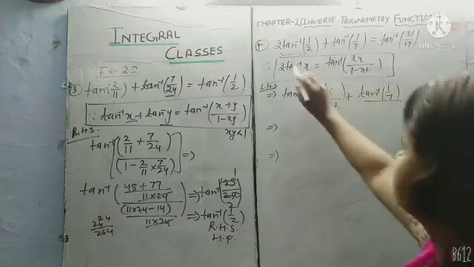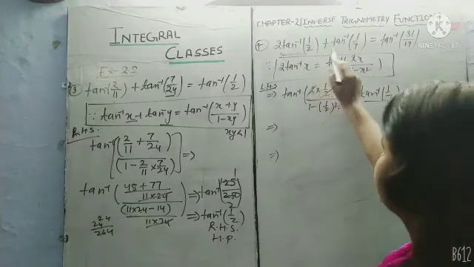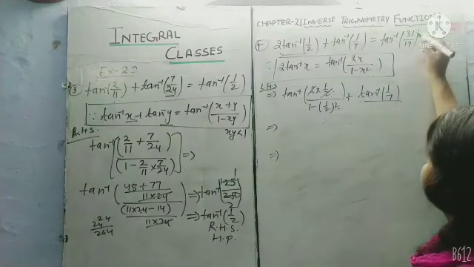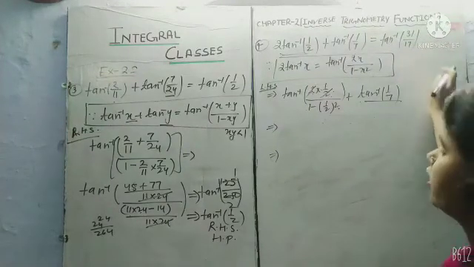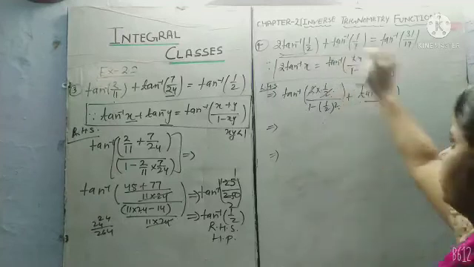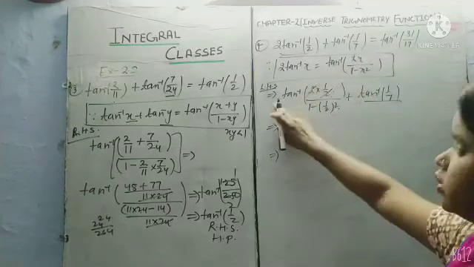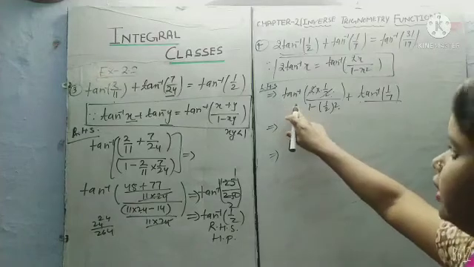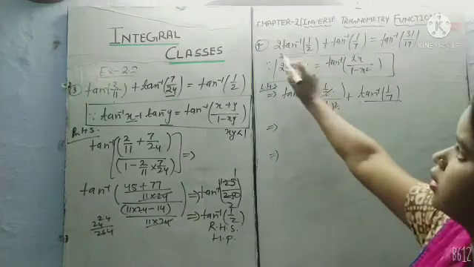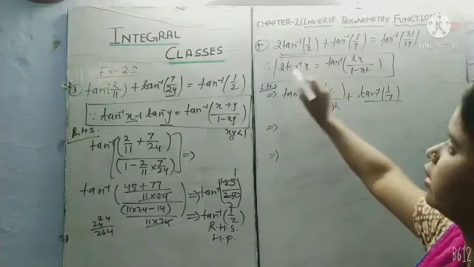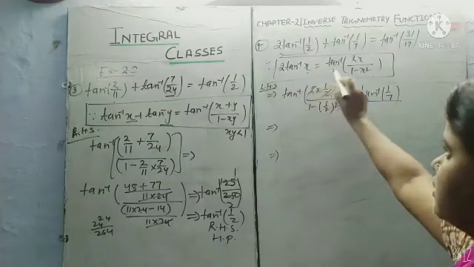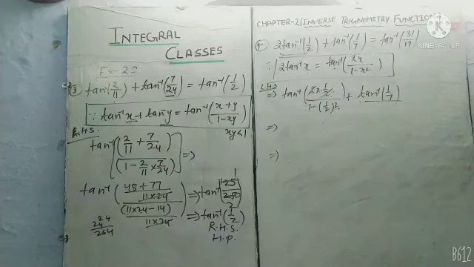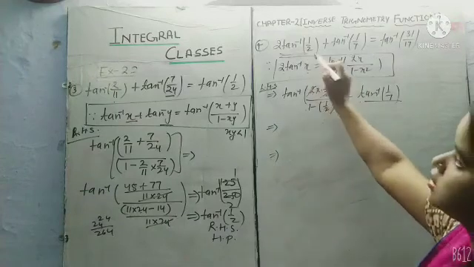Question number 4. 2 tan inverse 1 by 2 plus tan inverse 1 by 7 equal to tan inverse 31 upon 70. So we have to show here left hand side equal to right hand side. Now student, we have to start from the left hand side. So now in this step, for the first term, we will apply 2 tan inverse x is equal to tan inverse (2x upon 1 minus x square). This property we will apply in this term only.